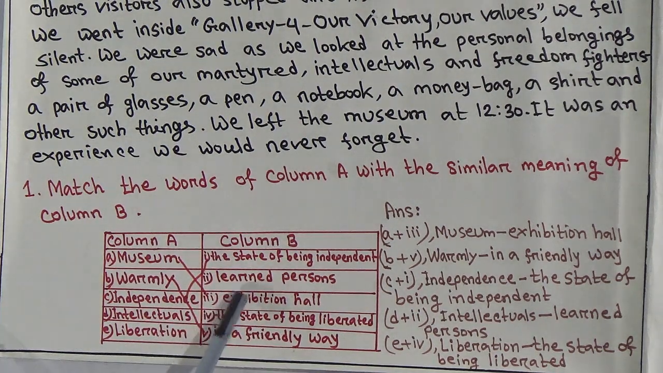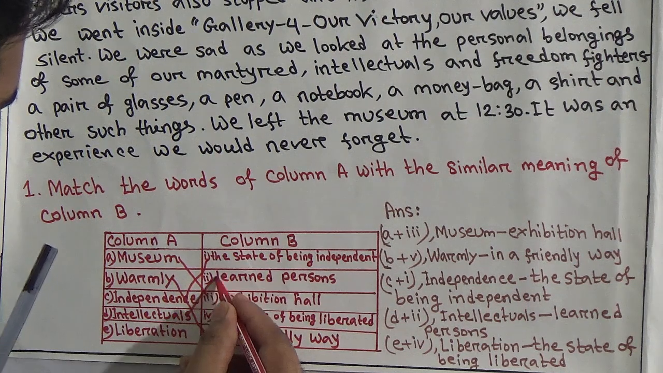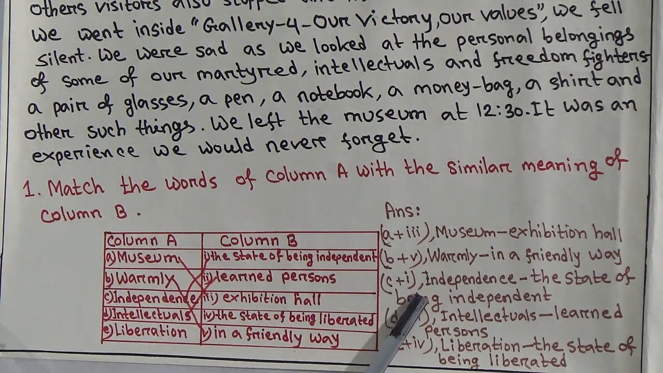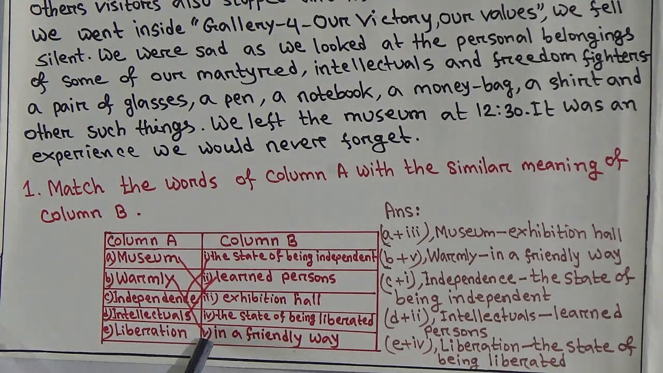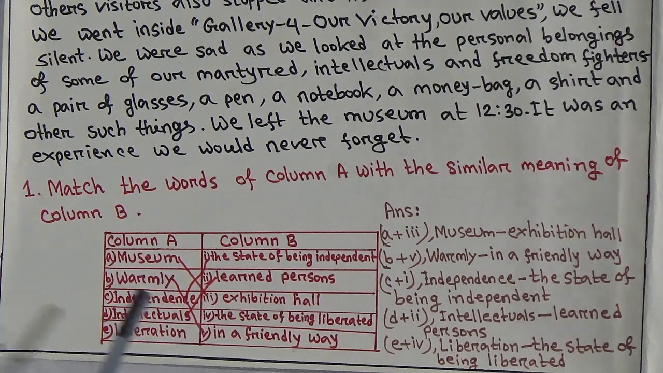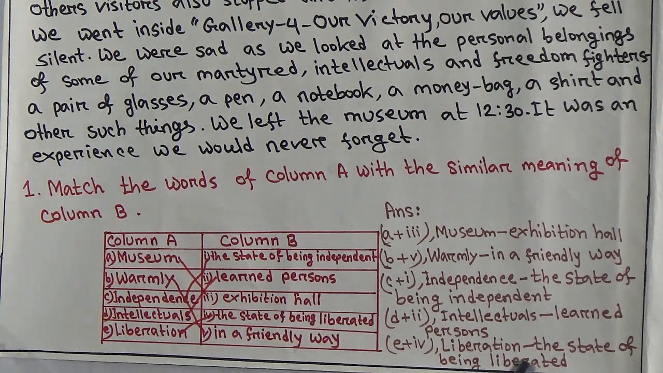Intellectuals means learned person. Intellectual means learned persons here. So D plus 2, intellectual, learned person. Number E, liberation. Liberation matches with number 4, liberation, the state of being liberated. So A plus 4, liberation, the state of being liberated.